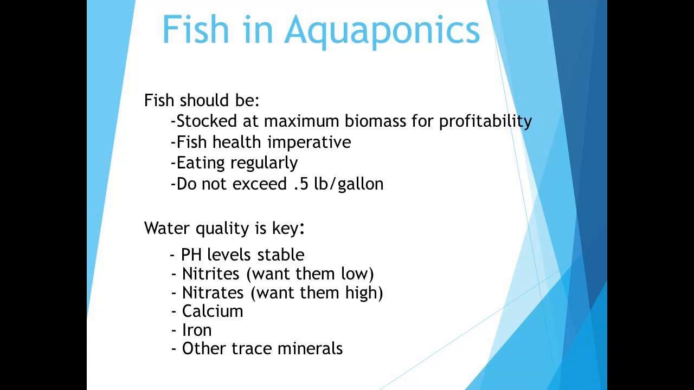Nitrates, you want them low. Nitrites, you want them high. Calcium, iron, those are two things that aren't going to come into the system on their own through fish waste. It's not something that happens through the ecosystem. Remember I said sometimes we mix oyster shells, and that's where we add the calcium. Some of your plants need more calcium than others, and it doesn't seem to hurt the fish.